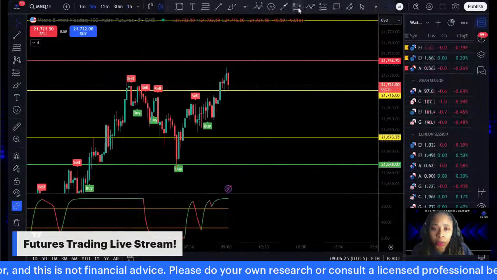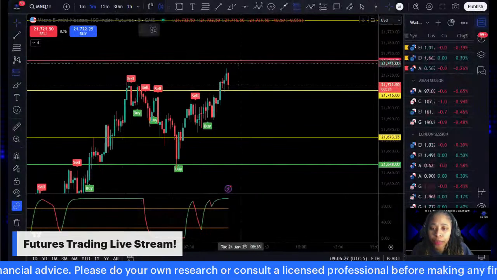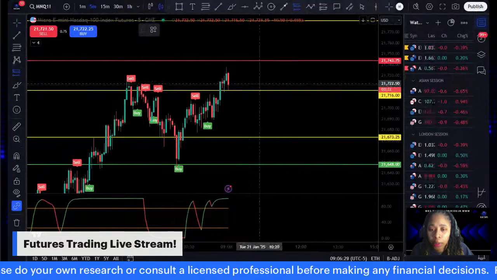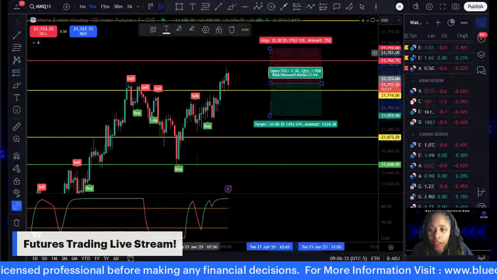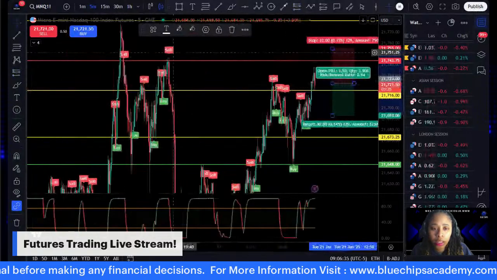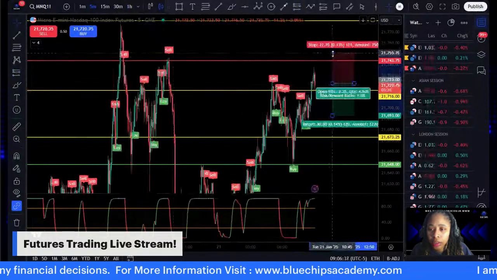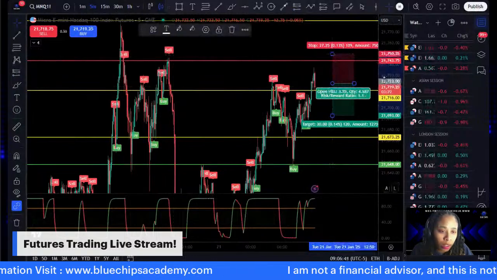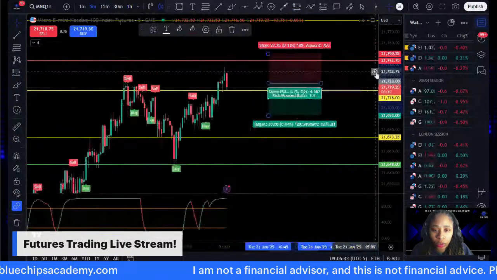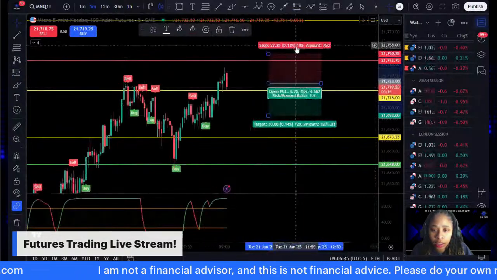So what I'm doing is going to my short position, and I'm going to put my short position somewhere around here. If I was to set my stop loss, I would set it about right here, which is 21,750.25, which is about 109 ticks.